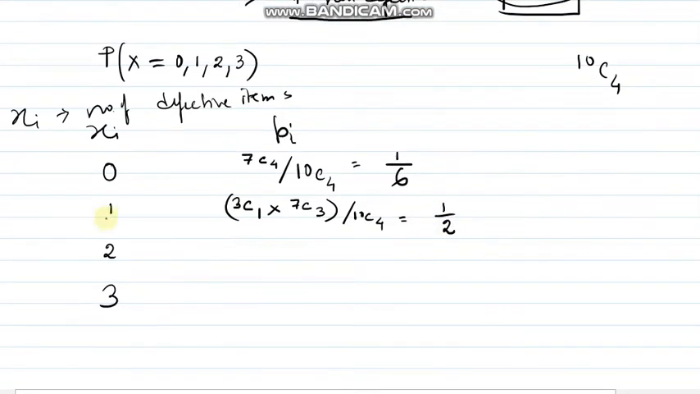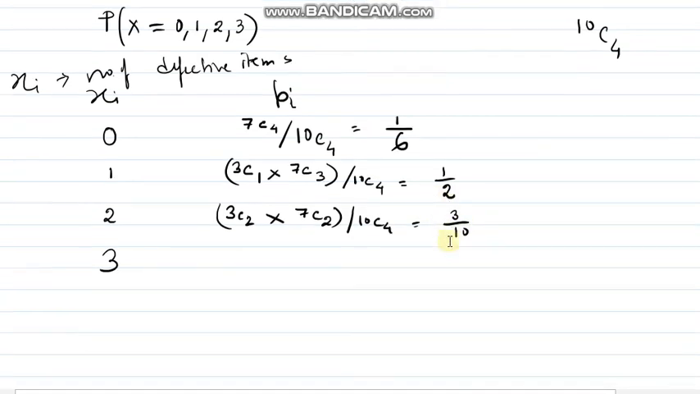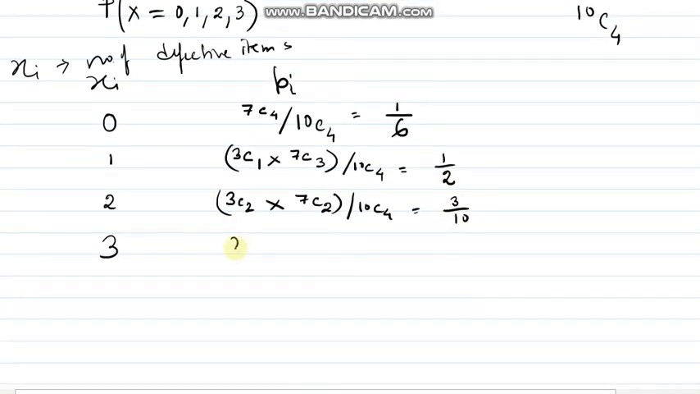Next case, 2 defective items. 2 defective items are coming from the 3 items and 2 non-defective items. So the probability of this divided by 10C4, and if I calculate this, I get 3 divided by 10. And the last one is 3 defective items. So all 3 defective items I am taking here, and only 1 non-defective item I will take here. So the probability will be 1 divided by 30.